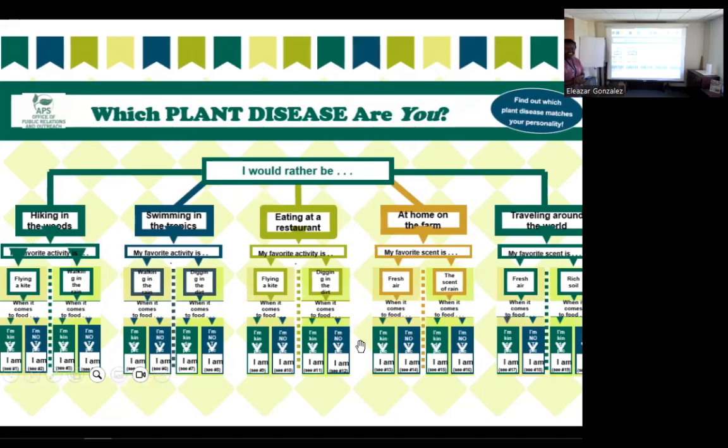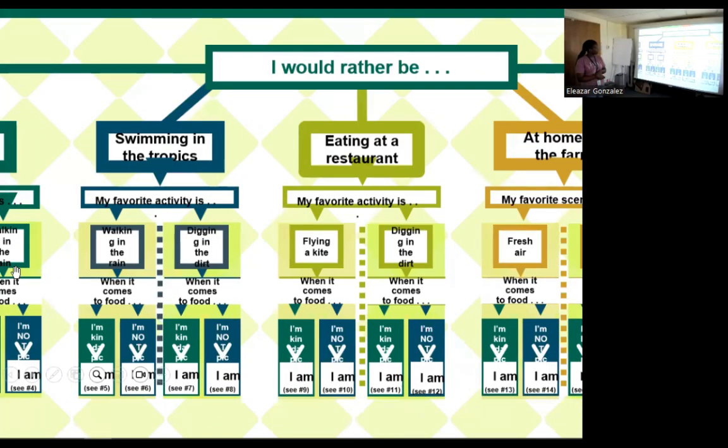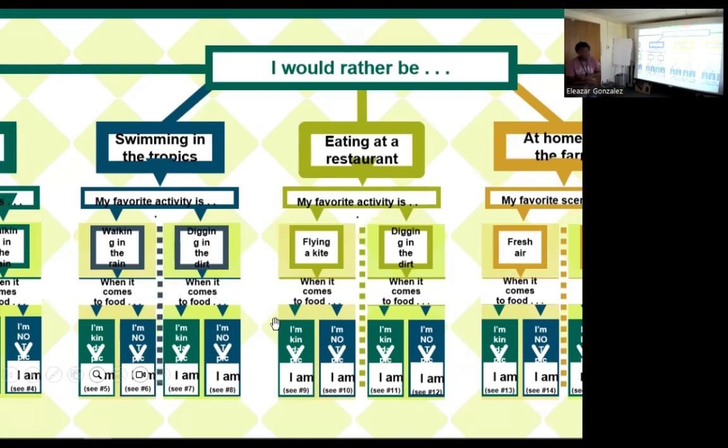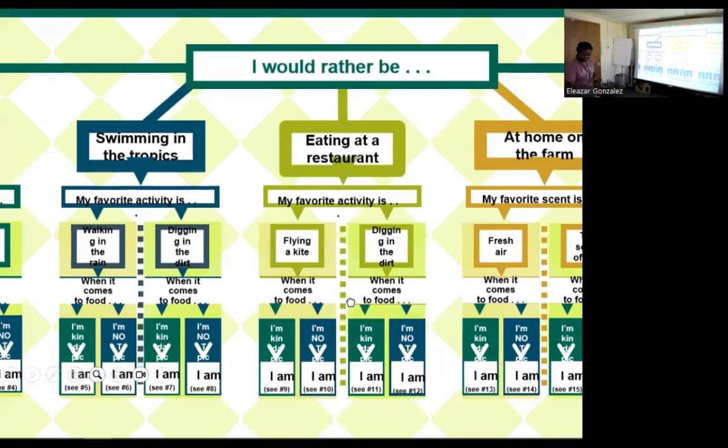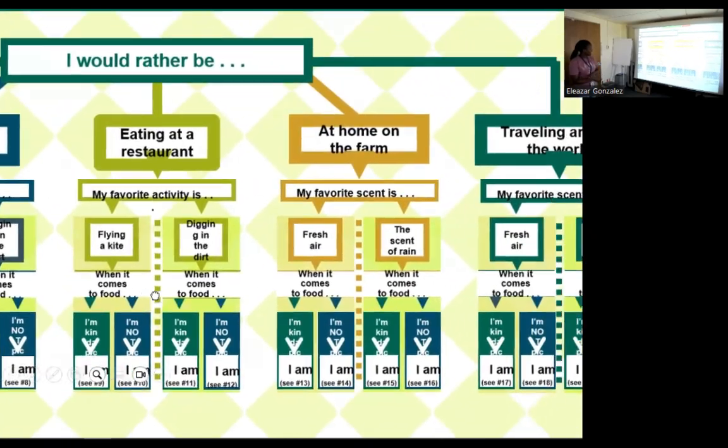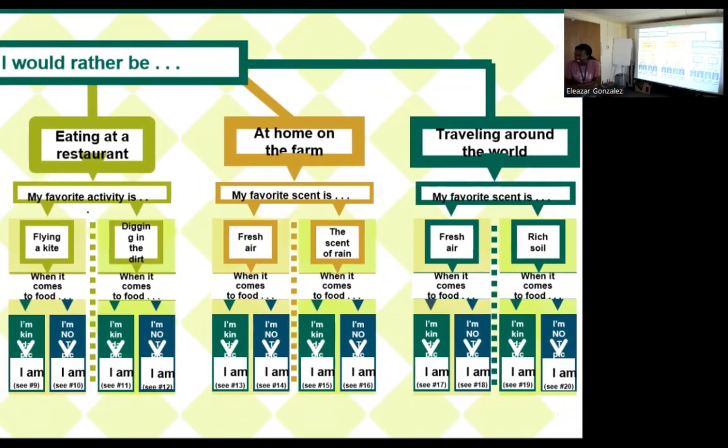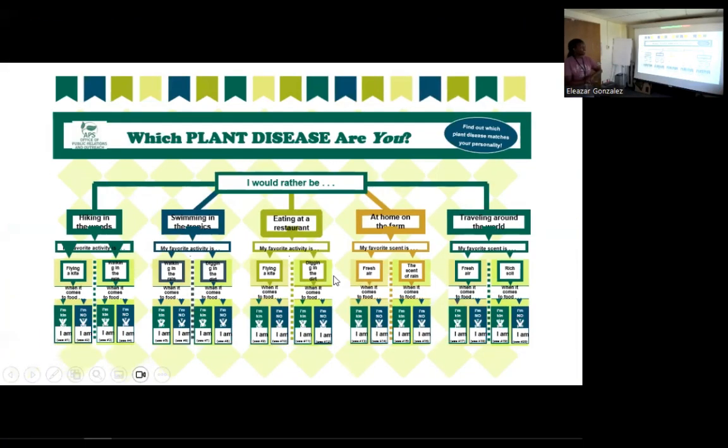Everyone have a number? Swimming in the tropics. Okay. Number 7? Yeah. Okay. Home on the farm, traveling around. Under here where it says when it comes to food, and then there's green, it says I'm kind of picky. I'm not picky. Oh, okay. Right. So the green is picky and the blue is not picky. On number 14, okay. So we have 7, 14, 18, 17. So we all have a number, thank you.